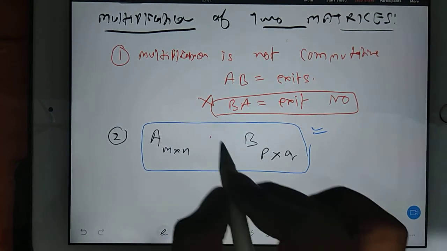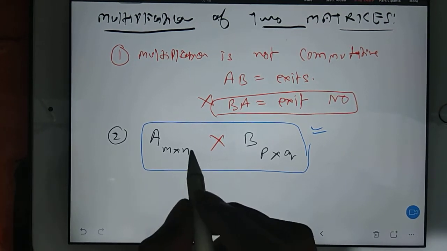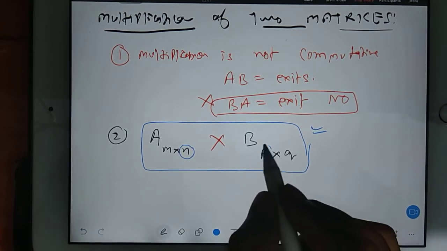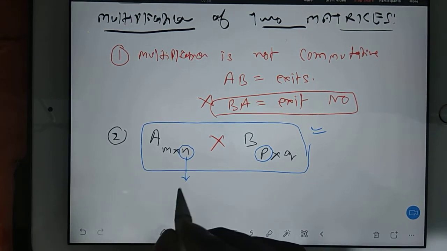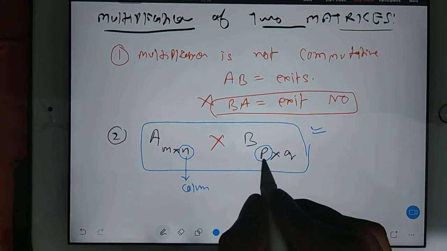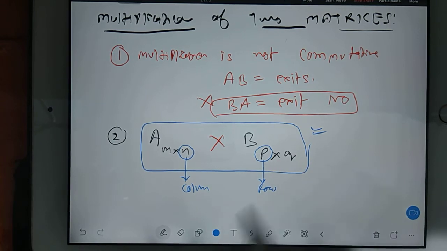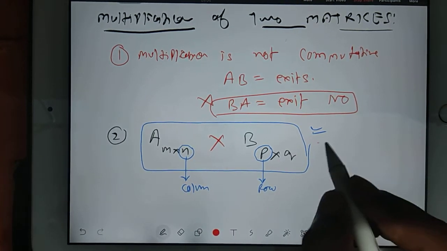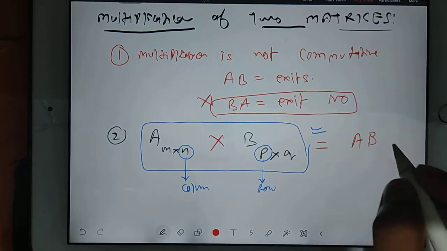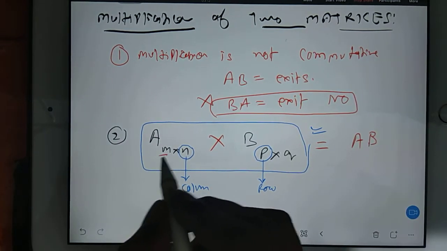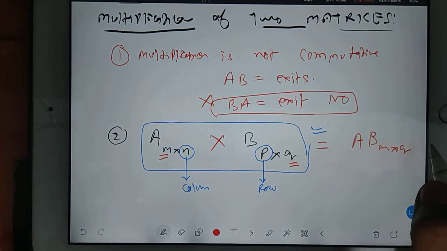If you want to make this multiplication possible, then it will be possible if and only if these two numbers, N and P, are the same. Means the column of the first matrix and the row of the second matrix should be equal. Whatever answer you get, suppose matrix AB, the order of AB will be the remaining: M cross Q.